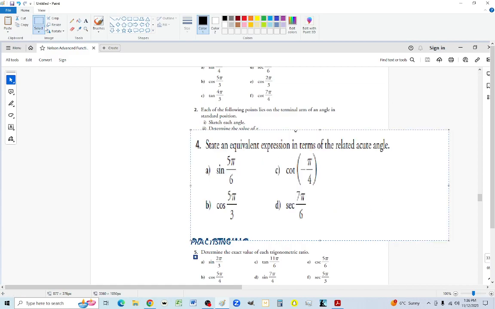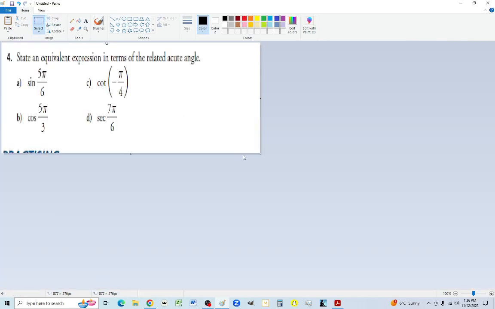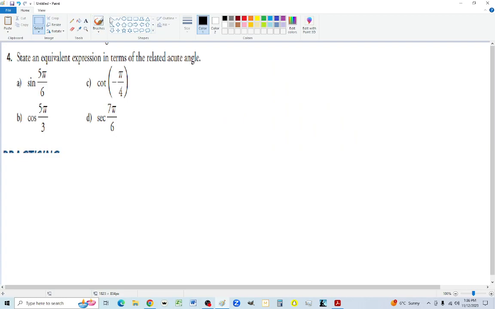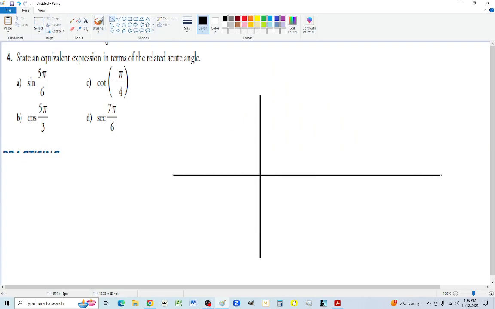So the same thing, you want to look at your unit circle and understand where you are in the unit circle in relation to CAST. In this case, they just want you to practice the acute angle. 5 over 6 pi is just short of 6 pi over 6, which is 1 pi, which is located at 180. That means 5 over 6 is here, and actually like this, all the way to there.